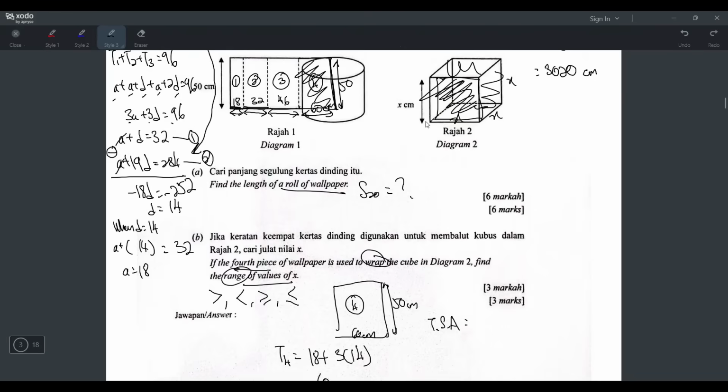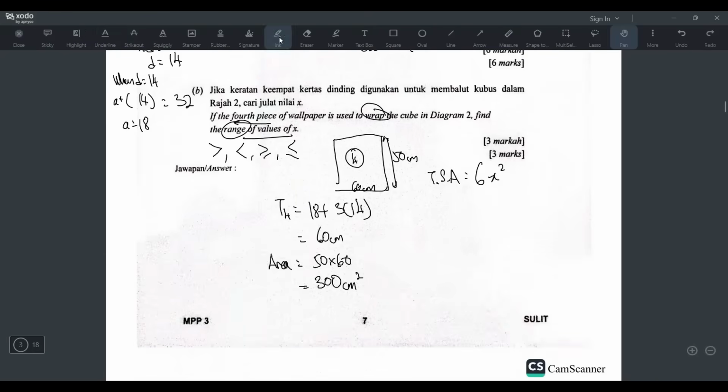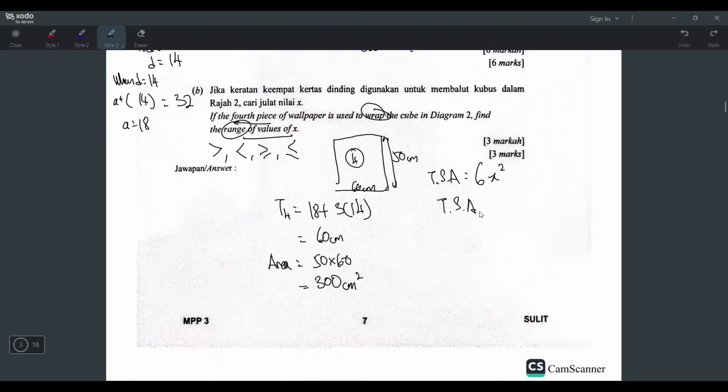If you're trying to find one surface, because it's just a square, it's x times x, so it will be x squared. But there are 6 sides, so the total surface area is 6x squared. So the area for one surface is x squared, but you have front, back, top, bottom, left, right, 6 sides. So it's 6 times x squared, right? Now, how do you find the range of values of x? So what you will do is take your TSA, which has to be less than or equal to 3,300.